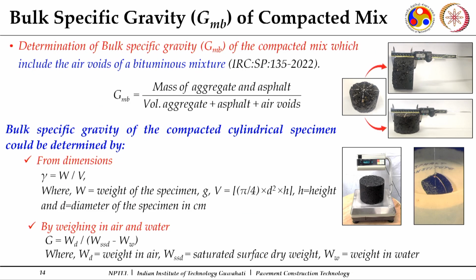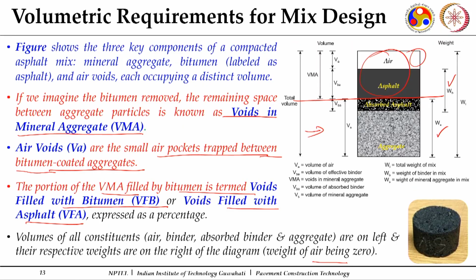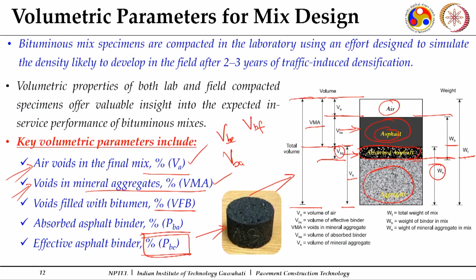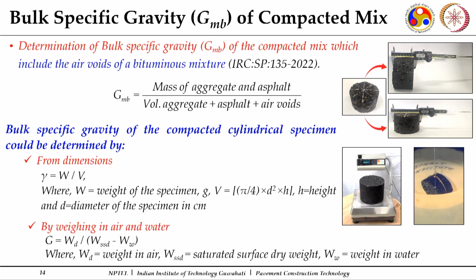Now, you have the compacted specimens. The density of those compacted specimens can be measured. During preparation I knew how much amount of mix I used. When I prepared the mix, I used 1276.6 grams of mix. So, I know the mix weight.